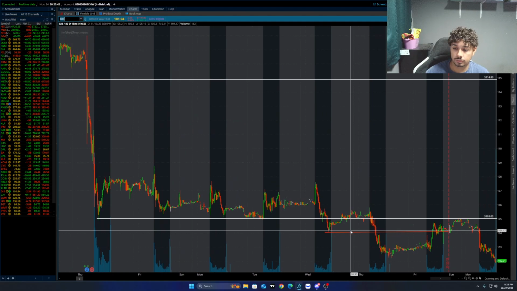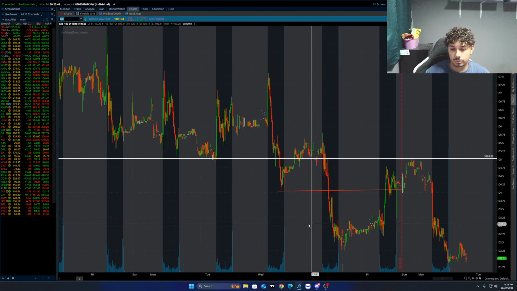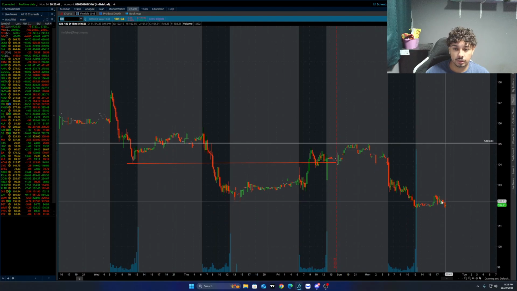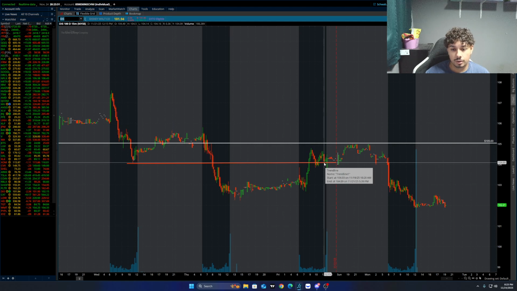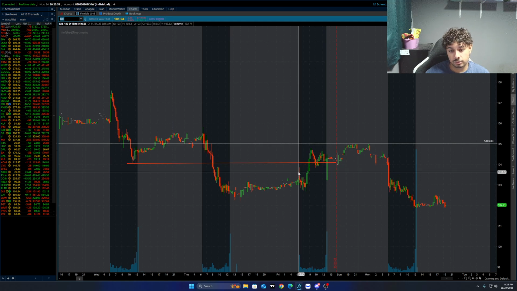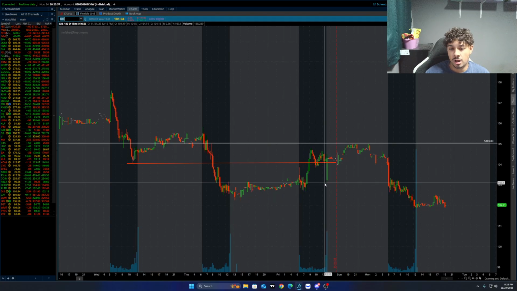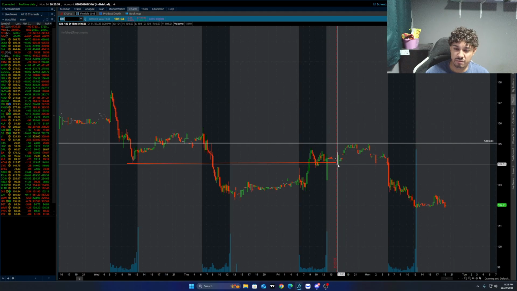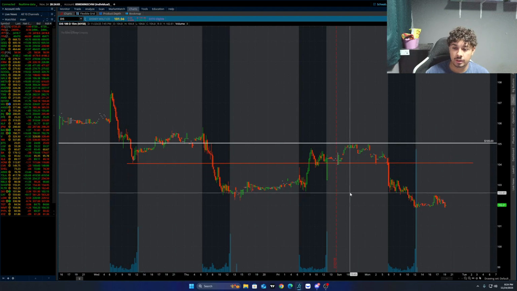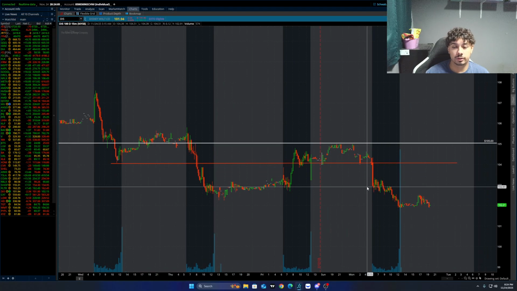Disney. So Disney, I believe we said from this level, it's possibly going to reject. It didn't really reject. But it didn't hit it, so oh well. And then it started trading above. However, the next day, it ended up rejecting it.